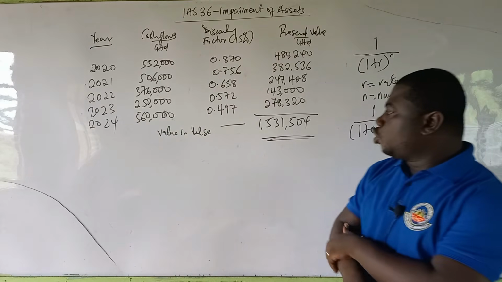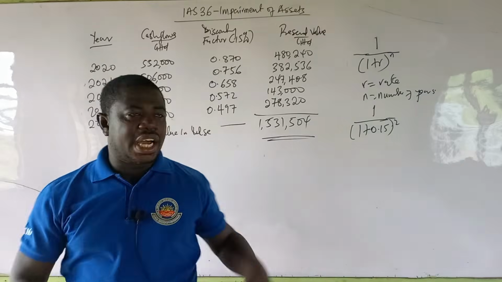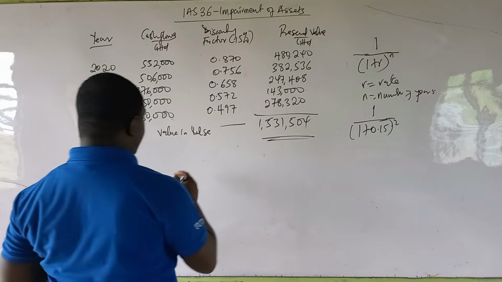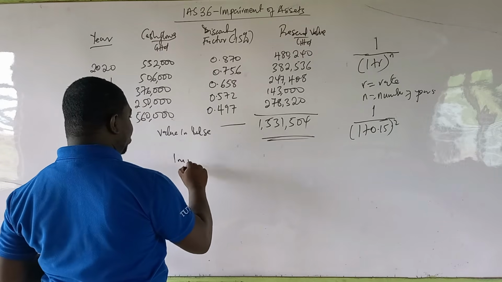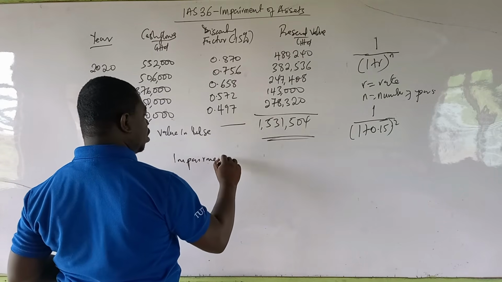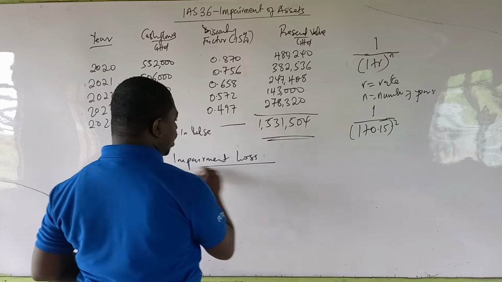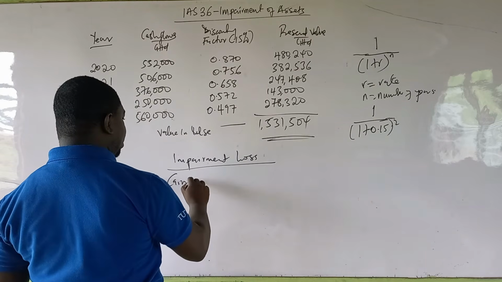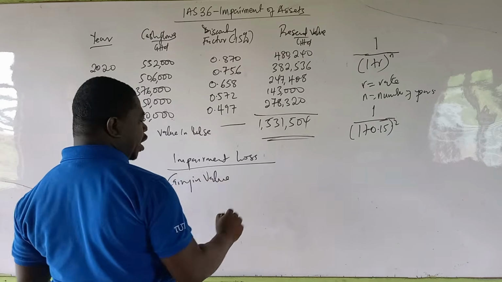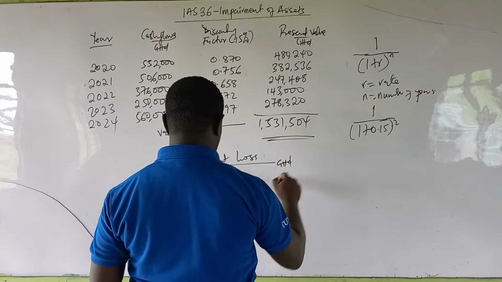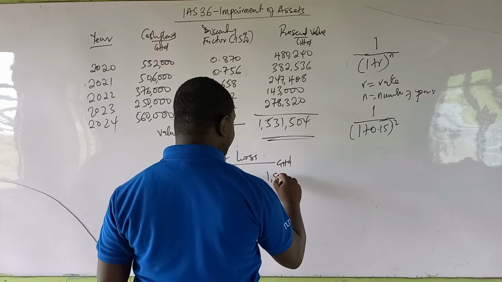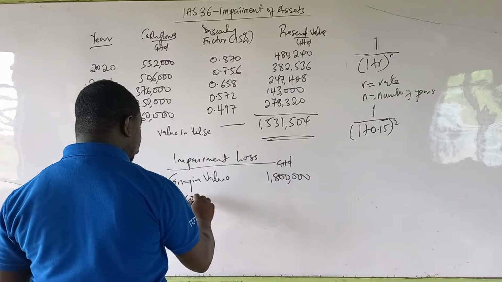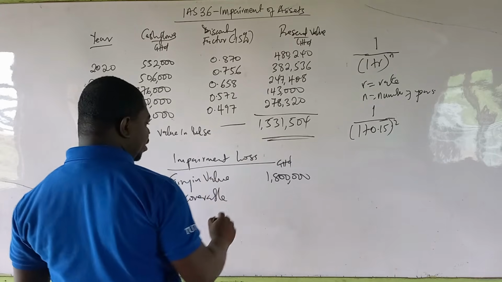So now we have been able to estimate the value in use. So we can now test for impairment. And so we are going to find our impairment loss. Now, the impairment loss is the difference between the carrying value of the asset. So the carrying value of the company's net assets is 1.8 million. Then we take that from the recoverable amount to see if there is an impairment loss.